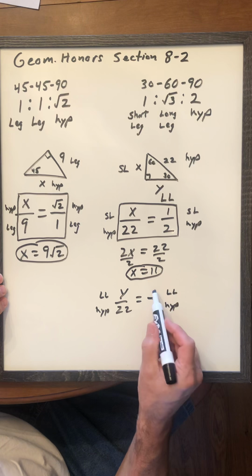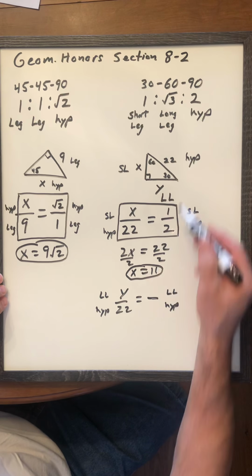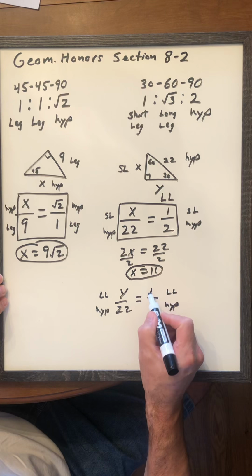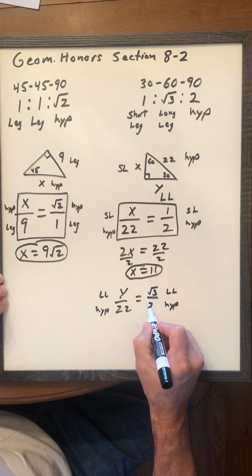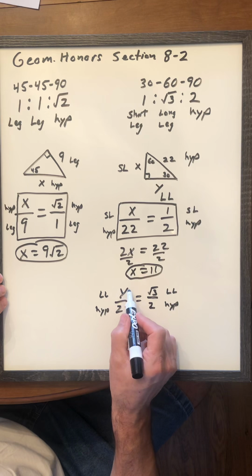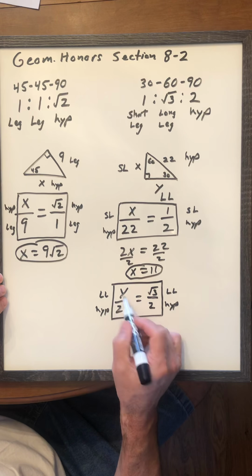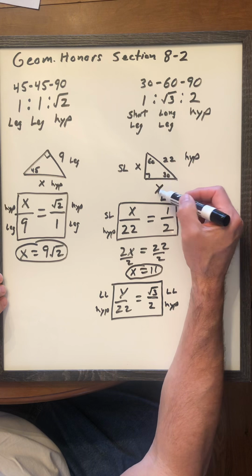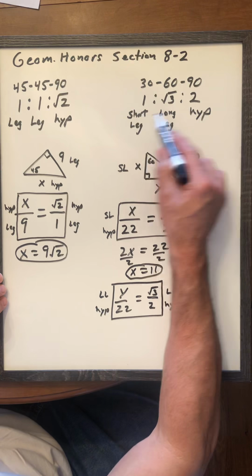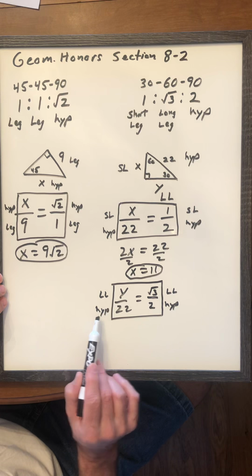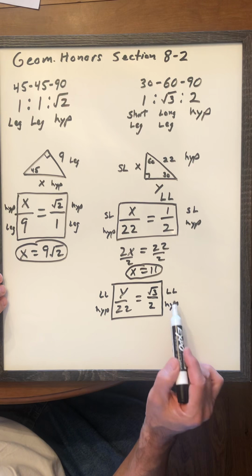And so this fraction comes from these ratios. The long leg would be square root of 3, and the hypotenuse would be 2. And so again, now I have my proportion. One fraction on this side came from my diagram, y over 22, and this fraction came from your ratios. And again, you just have to stay consistent on both sides. Long leg over hypotenuse, long leg over hypotenuse.